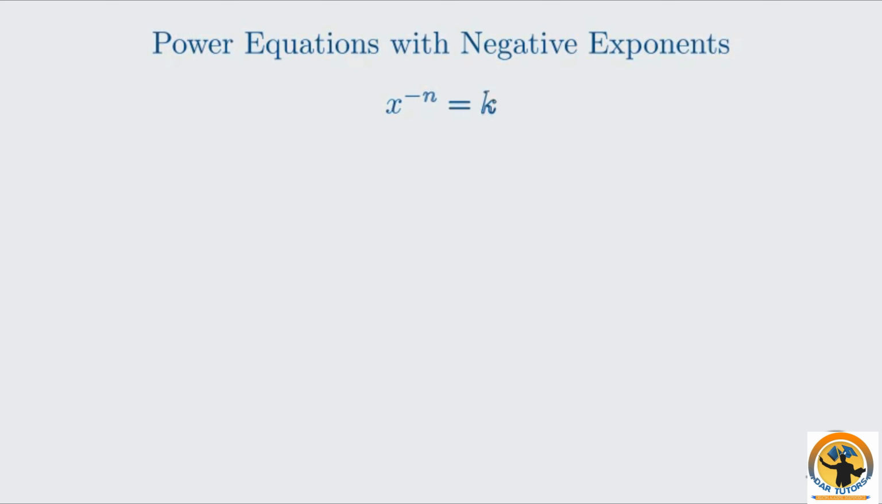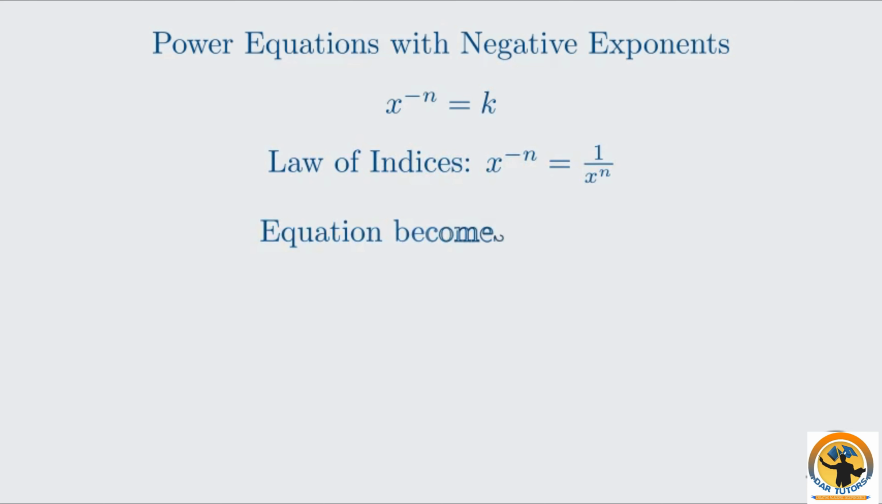Now let's examine power equations where the exponent n is negative. These are often presented in the form x to the power of negative n equals k. To solve these, the first step is always to remove the negative exponent using the law of indices. The law states that x to the power of negative n is equivalent to 1 over x to the power of positive n. This means our equation x to the negative n equals k becomes 1 over x to the n equals k.